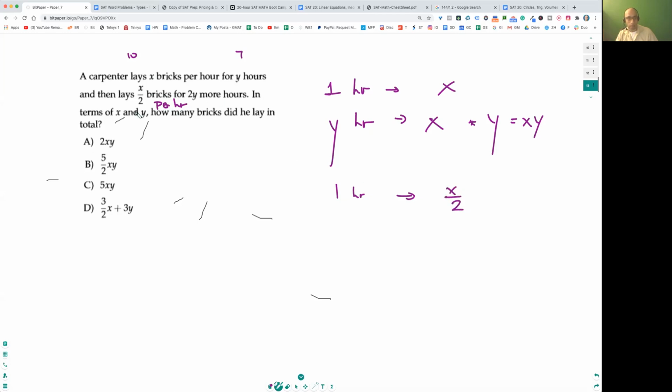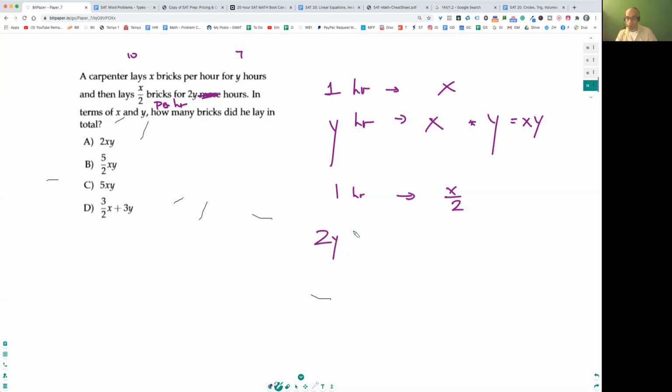So in 1 hour, now instead of X, you're getting X over 2, and you're doing it for 2Y hours. Just ignore the "more" for now. Remember, in the earlier case you had 1 hour, X bricks. Now all you're doing is X over 2. That's the good part about algebra: you just have to copy down whatever is given to you like a robot. Just do the robotic thing and calculate it. Now, in place of Y hours here, you've got 2Y hours.